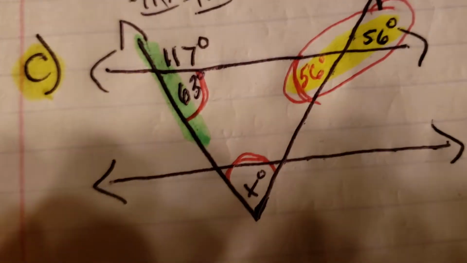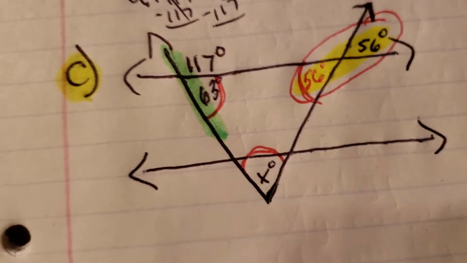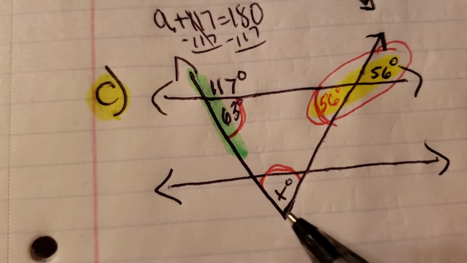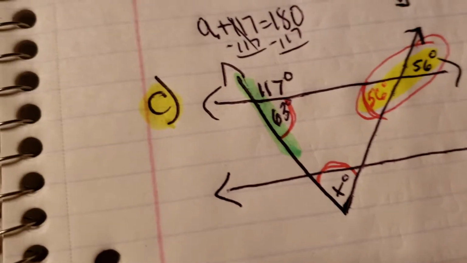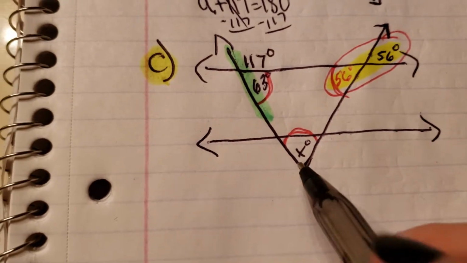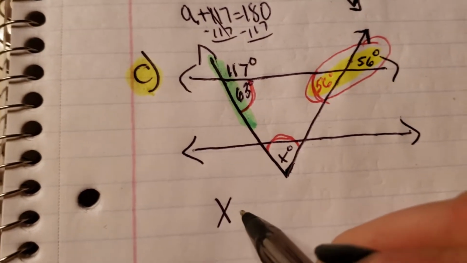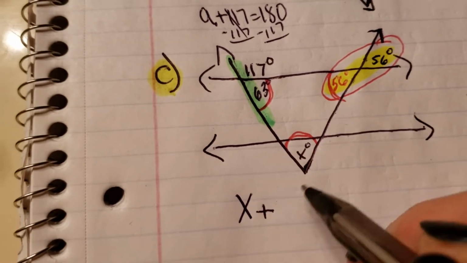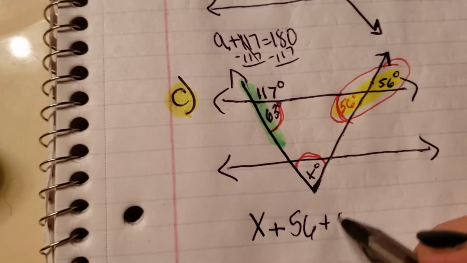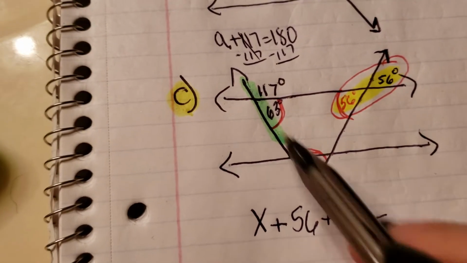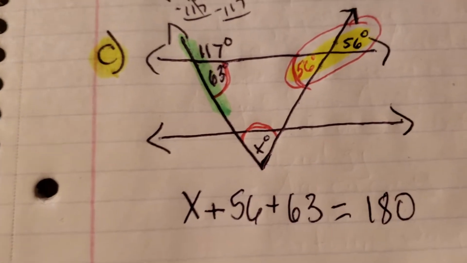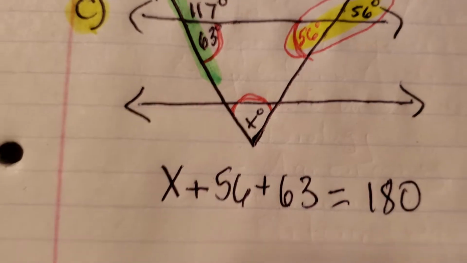So now, do we have the three angles inside the triangle? Well, yeah, sort of. We have 56 degrees, 63 degrees, and then now we have our unknown. So that's the last part of our math problem, okay? So let's set up our three angles. So I'm going to start with our unknown and put x plus 56 plus 63 equals, what do the three angles of a triangle add up to equal? 180 degrees. All right. So now, of course, let's go ahead and combine like terms.